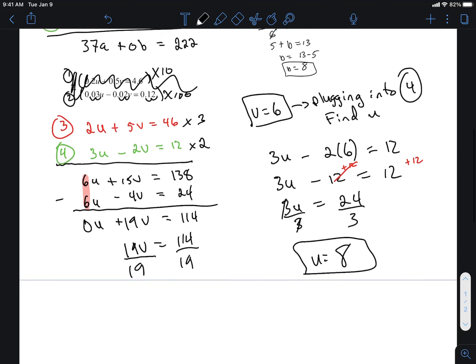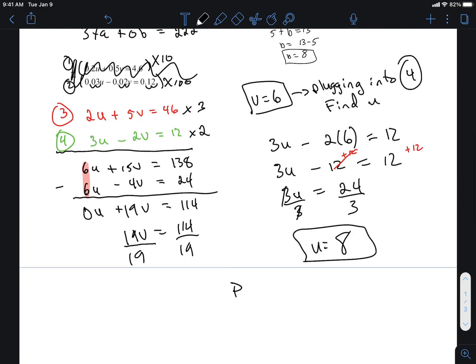And then your final step to get you full marks is just stating the point of intersection. What comes first, u or v? U. Okay. So we're going to go 8, 6.